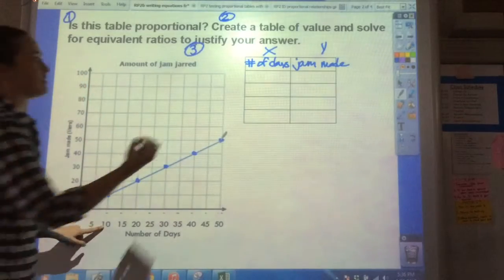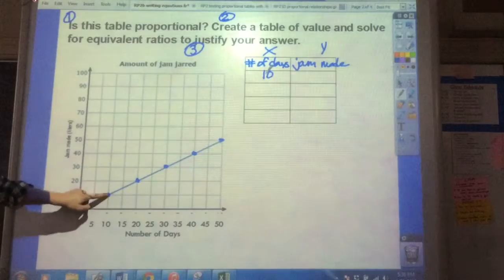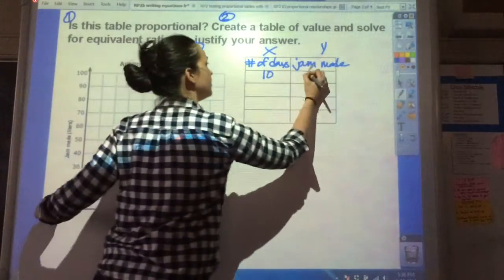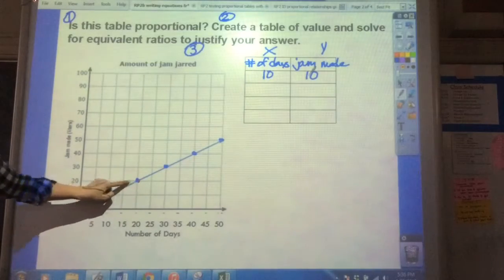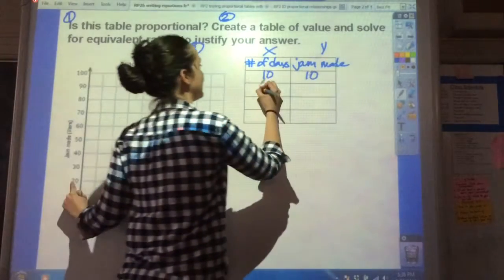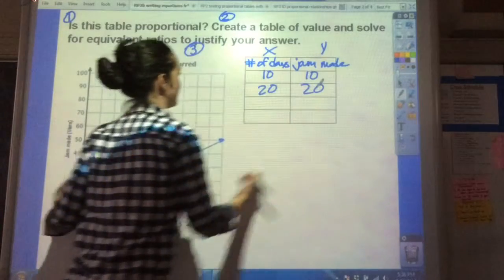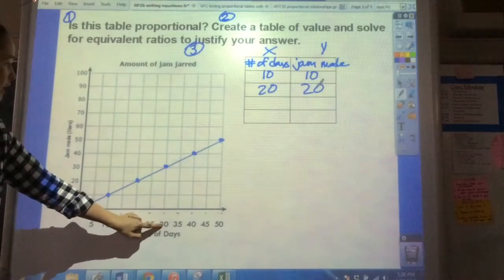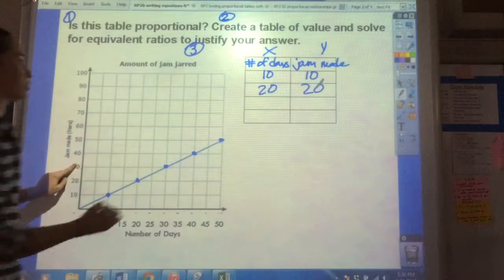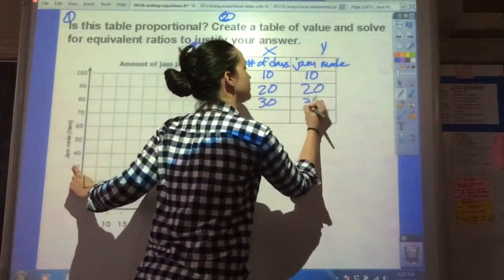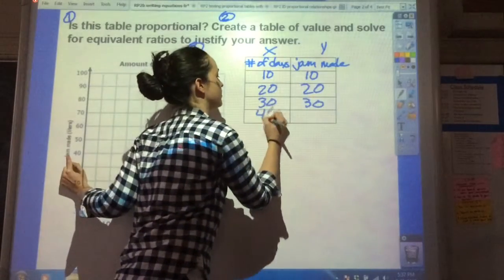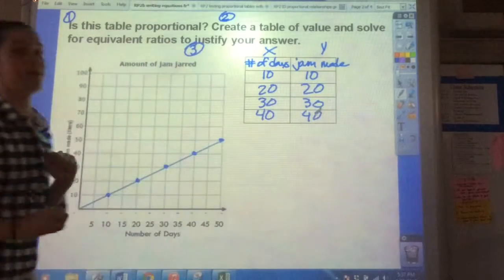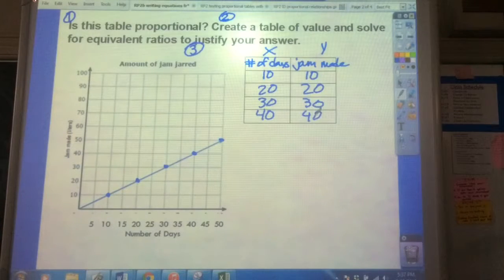So when x is 10, I go up, y is also 10. And when x is 20, or the number of days is 20, y is also 20, meaning in 20 days, I can make 20 liters of jam. Continuing on. In 30 days, I can make 30 liters of jam. And then 40 days, 40 liters of jam. So far I have one of my points. I've made a table of values. If this is all you do, you'll get 1 point out of 3.